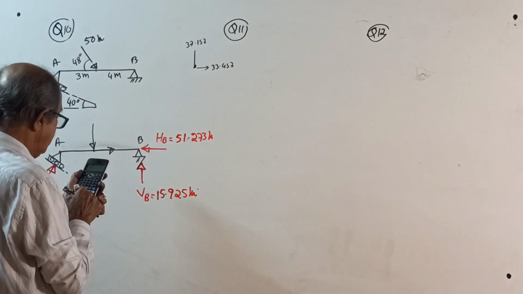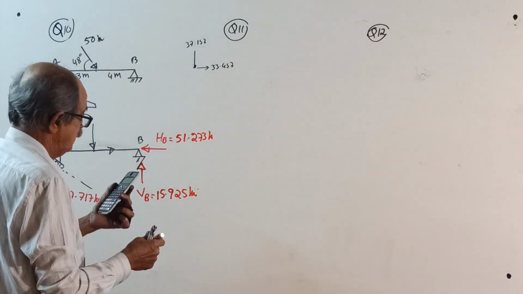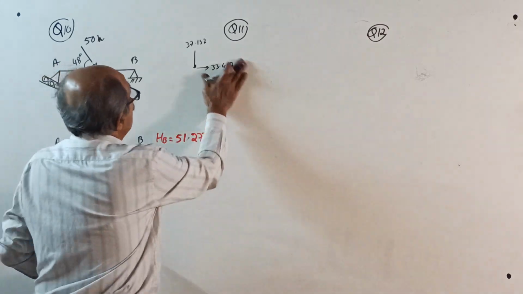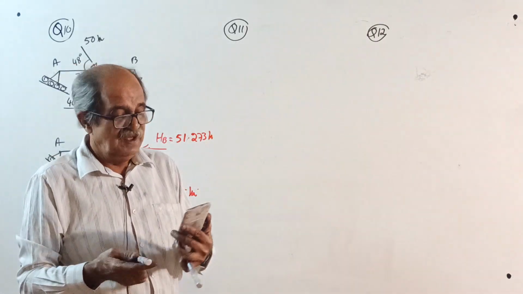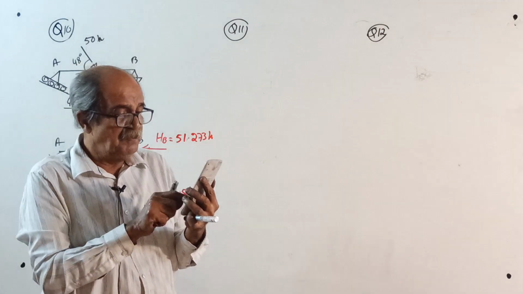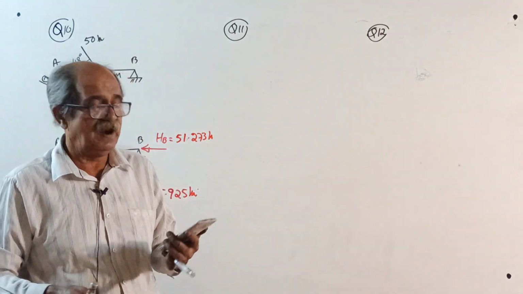37.157 into 3 divided by 7, 15.925. Okay, 924 came, 925. Now, I will tell you now only. See, I am also a human being. This calculator is not in good condition. Sometimes I press a number, it is not activated. I have to change the calculator. I will go for a new brand calculator now.